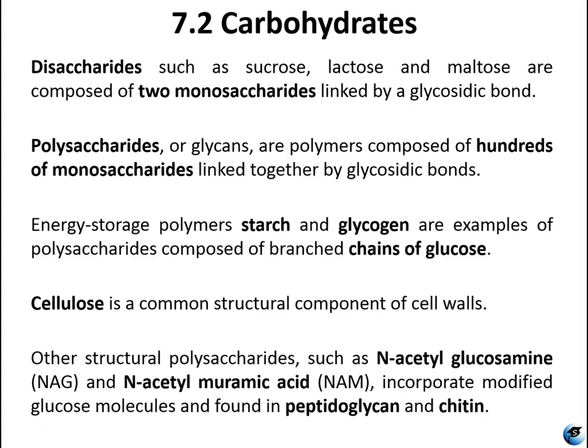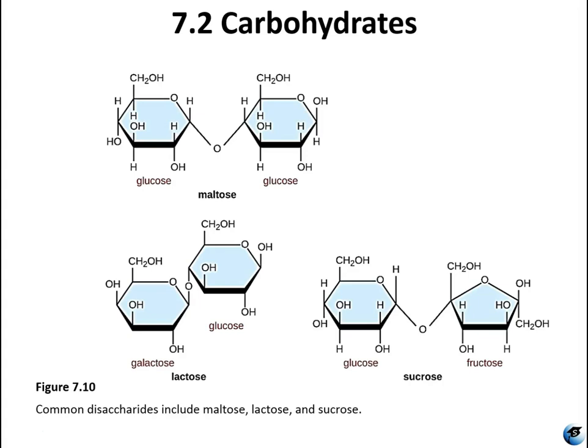Other structural polysaccharides, you've got N-acetylglucosamine, N-acetylmuramic acid. These are found primarily in peptidoglycan and chitin. So you see a lot of these polysaccharides making up the cell envelopes of especially gram-positive bacteria.